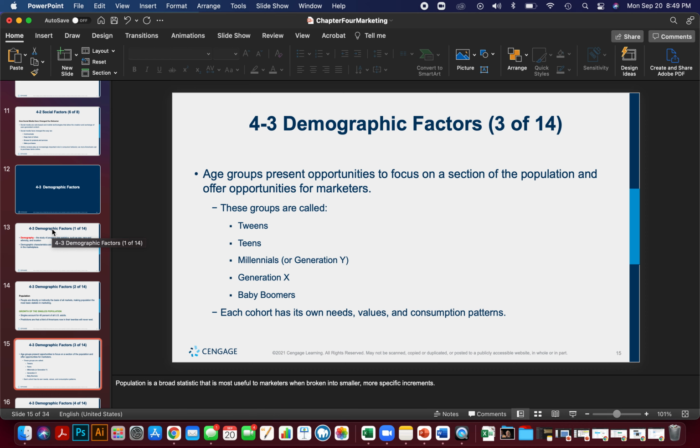These groups of individuals for your products and services are most often grouped together by age. The most common grouping of age groups are the ones listed below. We know them as tweens, teens, millennials, Generation X, and baby boomers. Tweens are those individuals aged 10 to 13. They're right in between being a child and being a teenager. Obviously, teens are in their teenage years.